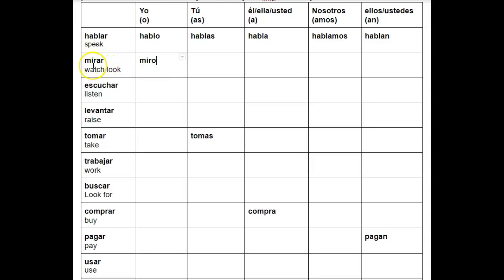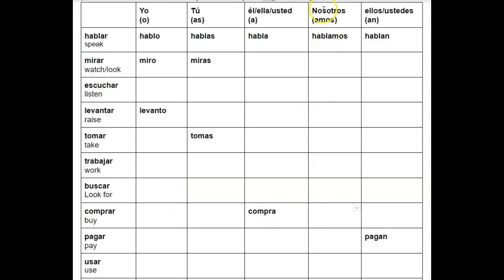Yo miro. I watch, I look. Tú miras. You watch. Levantar, to raise. Yo levanto. You could say yo levanto la mano, which we know from our vocab means hand. So yo levanto la mano cuando tengo una pregunta.